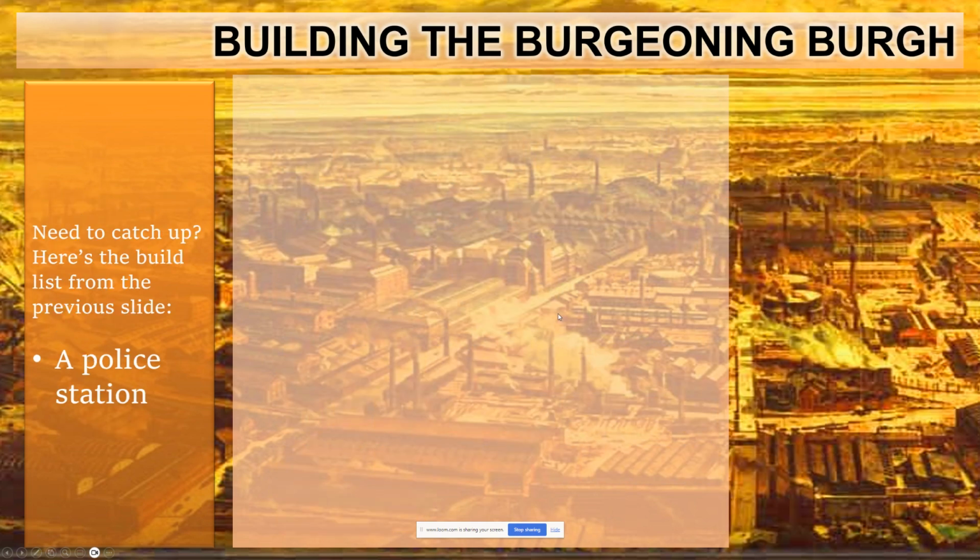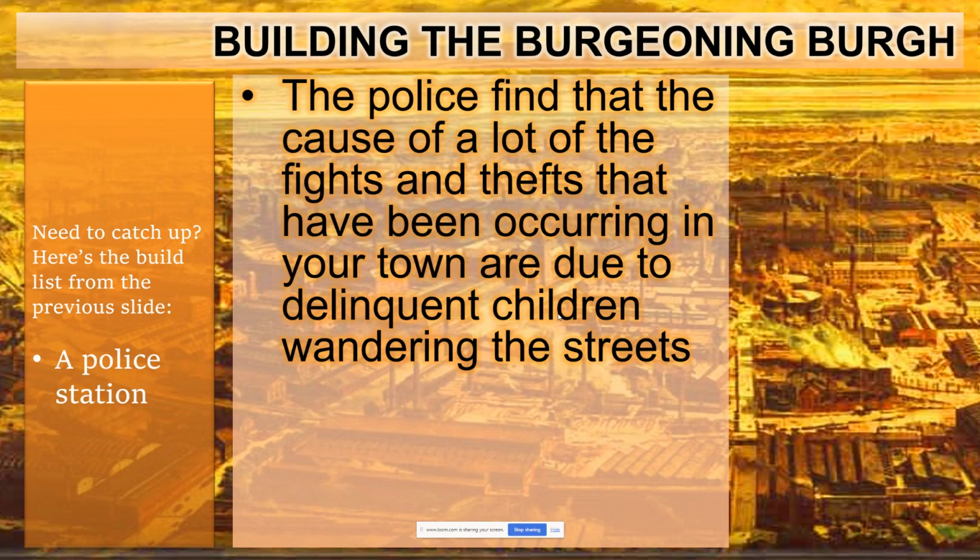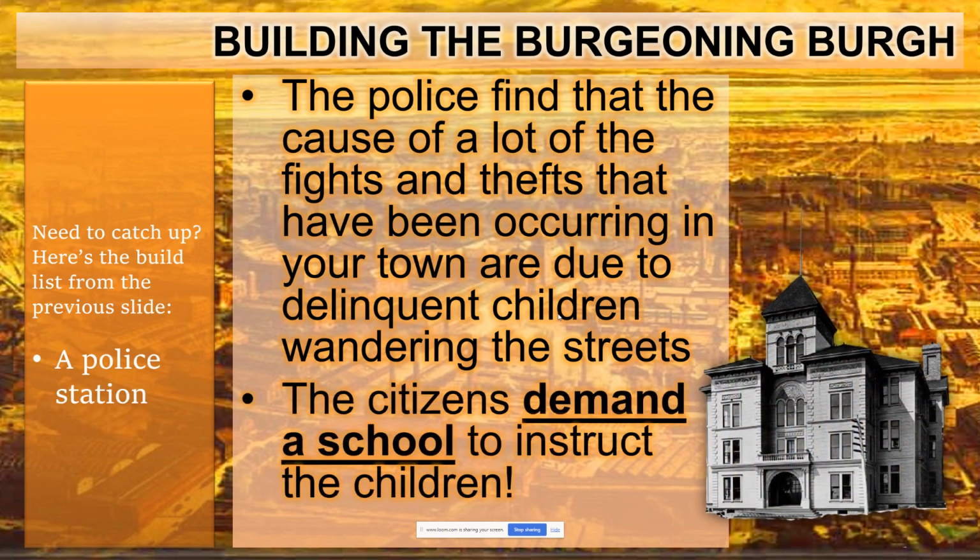All right, so you've put the police down, but they find that a lot of the fights and the theft occurring in your town have been because of delinquent children wandering the streets. Delinquent children do not belong on the streets, nor may they belong in the factories either, right? Where they might belong is some sort of school. So the citizens demand a school to instruct the children, right?